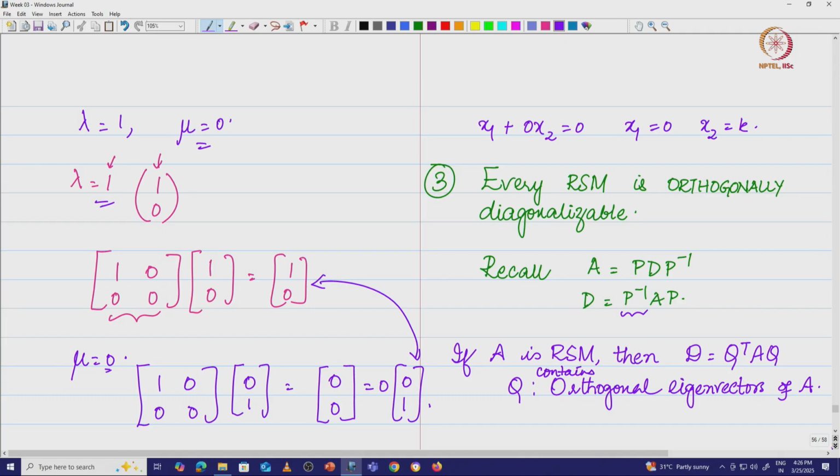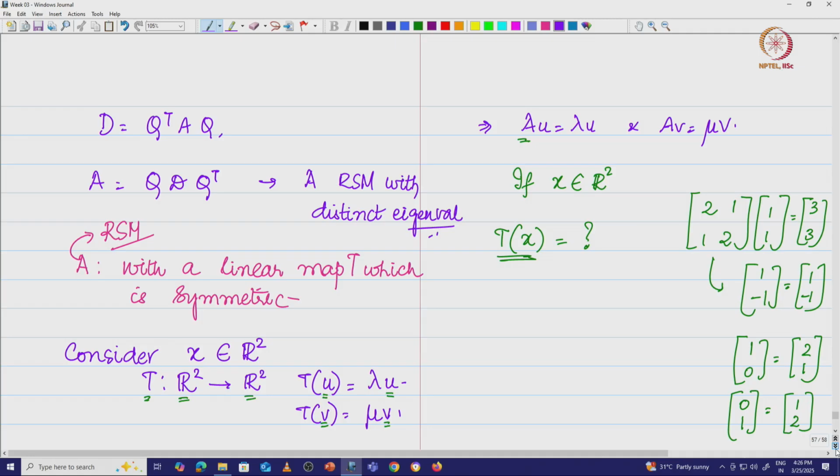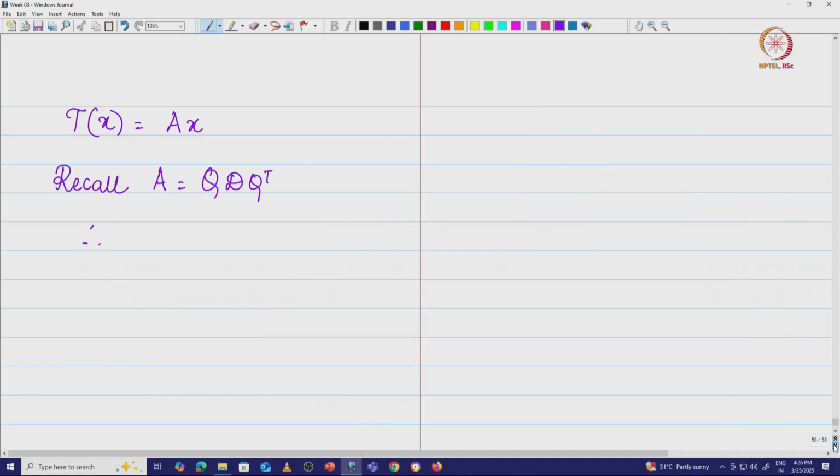This is what we have. I can normalize these eigenvectors and make the length 1, so it is not a problem. So I have A is equal to Q D Q transpose. Let us write this again. A is equal to Q, which is basically the eigenvector u and the eigenvector v, and I have lambda 0 0 mu, and then I have u transpose and v transpose, right. This is what I have.